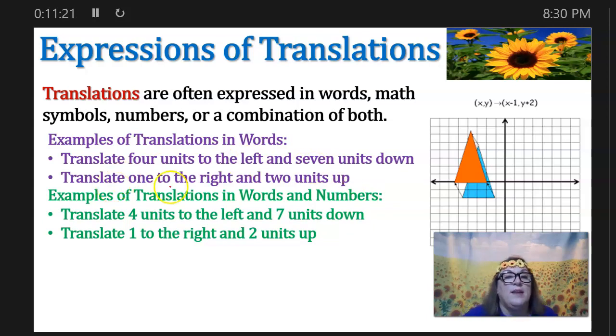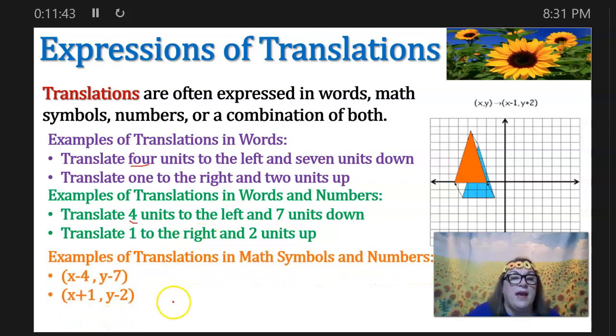Now here is a combination of numbers and words. So here we have translate 4 units, but this time they use the number 4 instead of writing out the word, which is fine. You still understand that you're going to translate it 4 units left and 7 units down, but this time they're just using a combination of numbers and words.